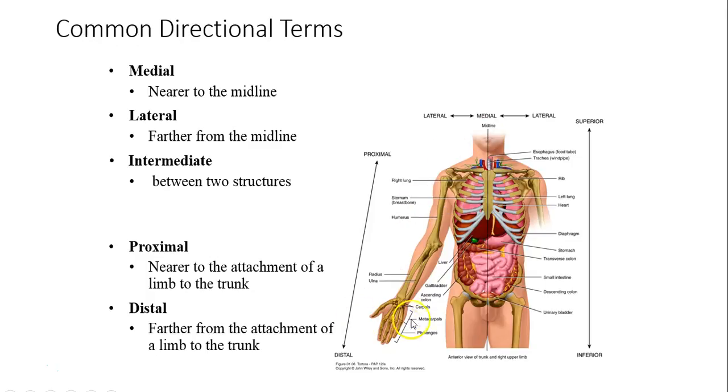Now let's look at limbs that are attached to the trunk of the body. If we are moving in a direction that is closer to the attachment of that limb to the trunk, we're moving in a proximal direction. If we're moving away from that attachment, we're moving in a distal direction. I always remember distal, distant. My fingers would be distal to my elbow. They are more distant from the point of attachment to the body.